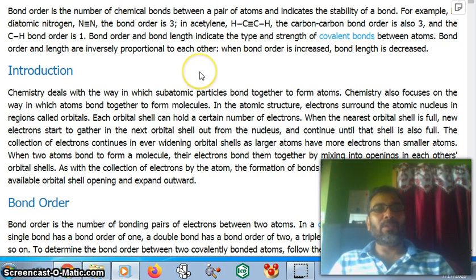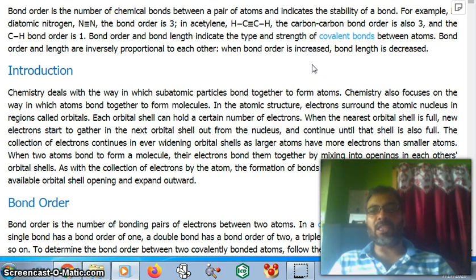Now, we will talk about the basics of chemistry. So, chemistry deals with the way in which subatomic particles bond together to form atoms. Chemistry also focuses on the way in which atoms bond together to form molecules. In the atomic structure, electrons surround the atomic nucleus in regions called orbitals. Each orbital shell can hold a certain number of electrons.